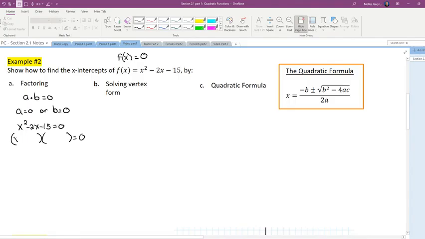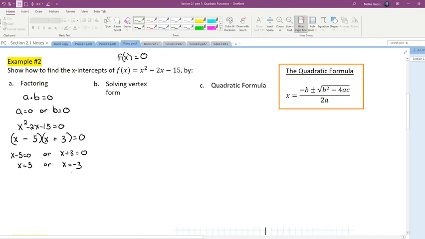I'm looking for numbers that multiply to be 15 and subtract to be 2. That's going to be 5 and 3. I need it to be a negative 2, so negative 5 plus 3. And so just like we said above, a times b is 0. So either a, x minus 5 equals 0, or b, x plus 3 equals 0. And then I solve and I get x equals 5, or x equals negative 3.